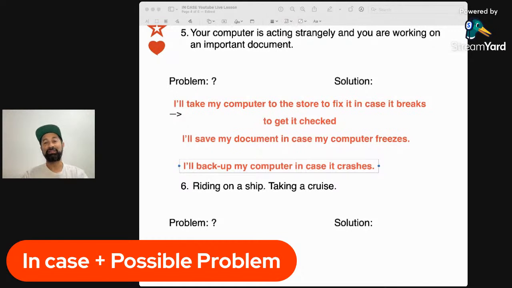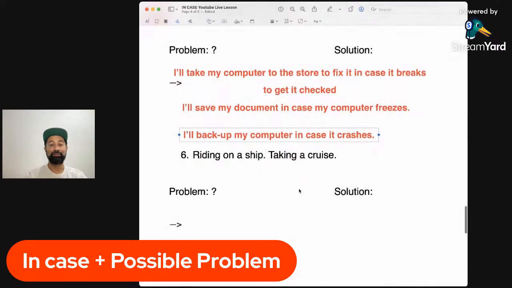And crashes for a computer means that it just stops working. It completely shuts down. The screen is black. So that means your computer crashed. Okay, very good, very good. This was a little bit more difficult because we had to introduce the problem as well.